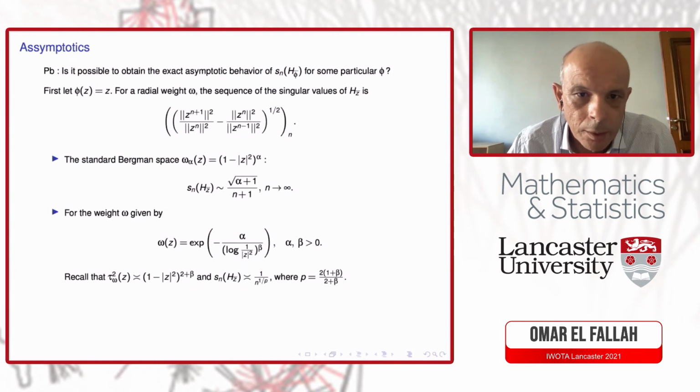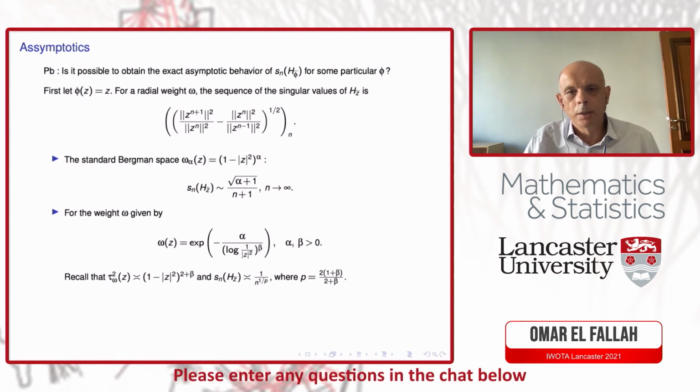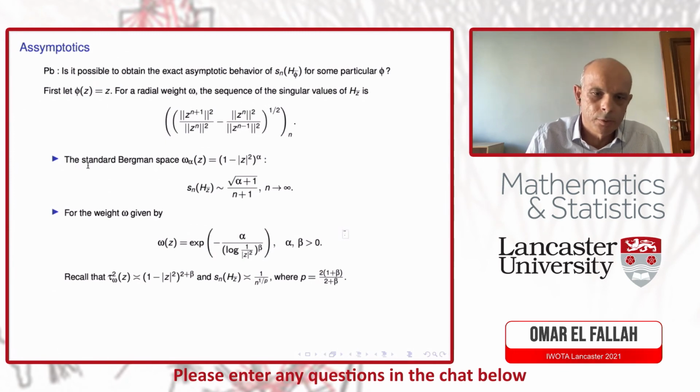Okay, now to finish, I will discuss briefly the asymptotics. Is it possible to obtain the exact asymptotic behavior of Sn H phi bar for some particular phi? And which particular phi do we need here? For example, the derivative of phi is in Hp. The first example, if phi z equals z, we can calculate explicitly. So for the standard Bergman space, the calculation is easy.